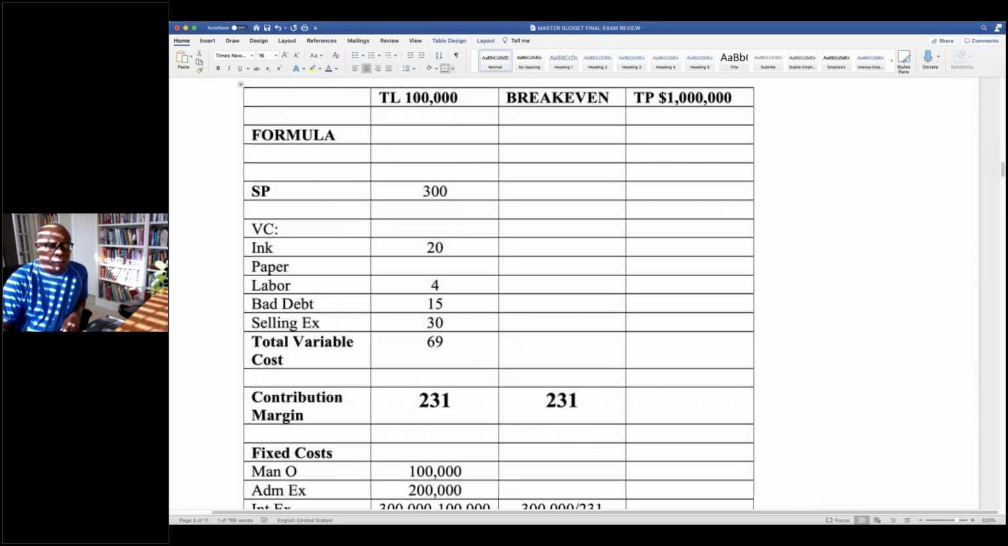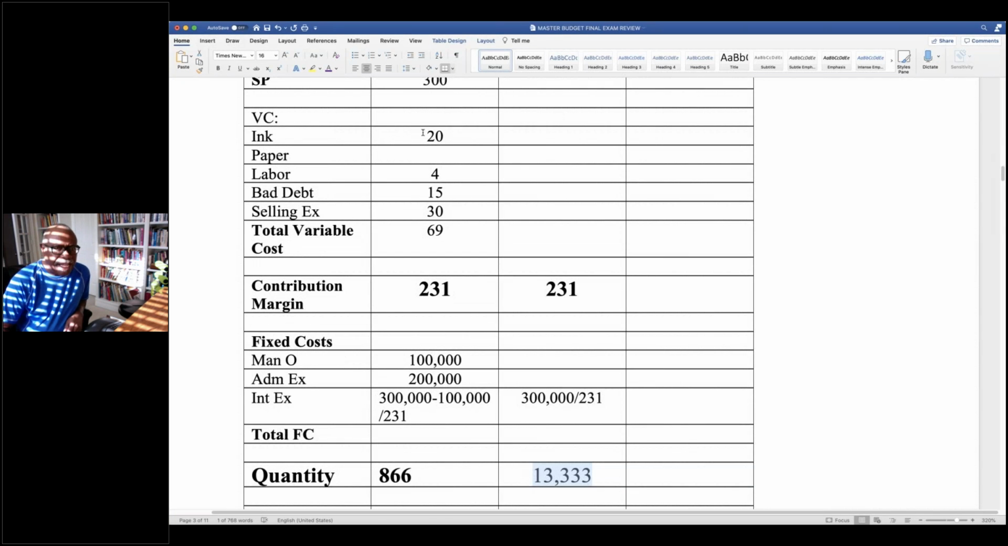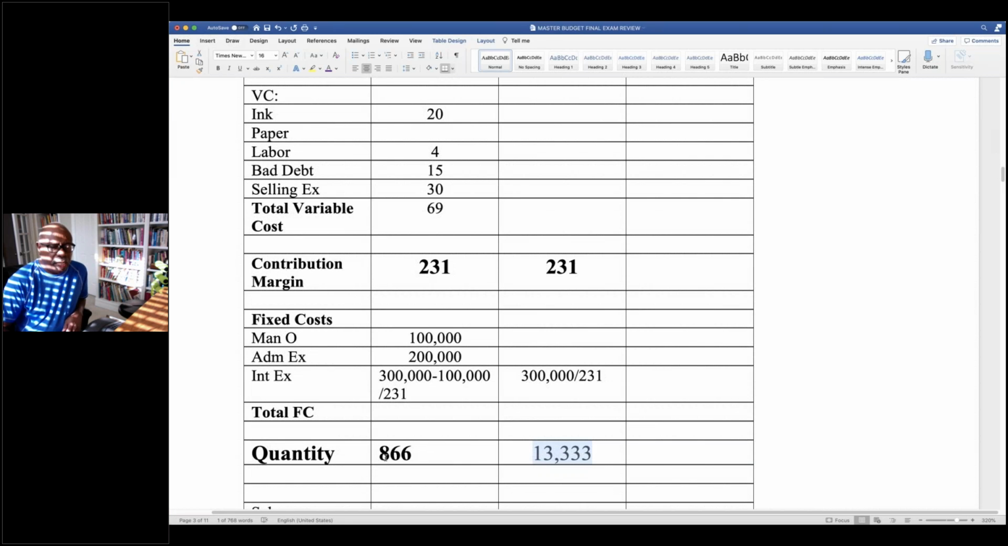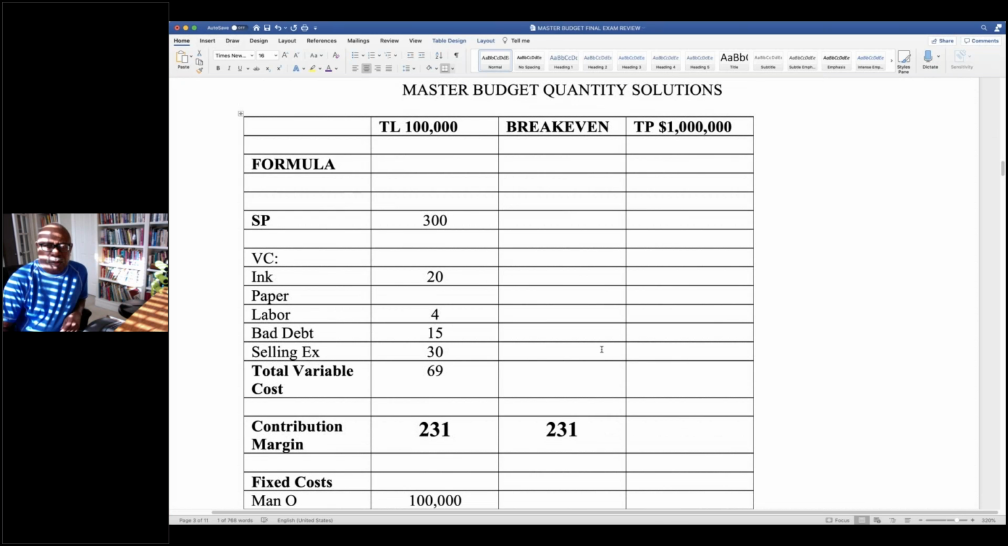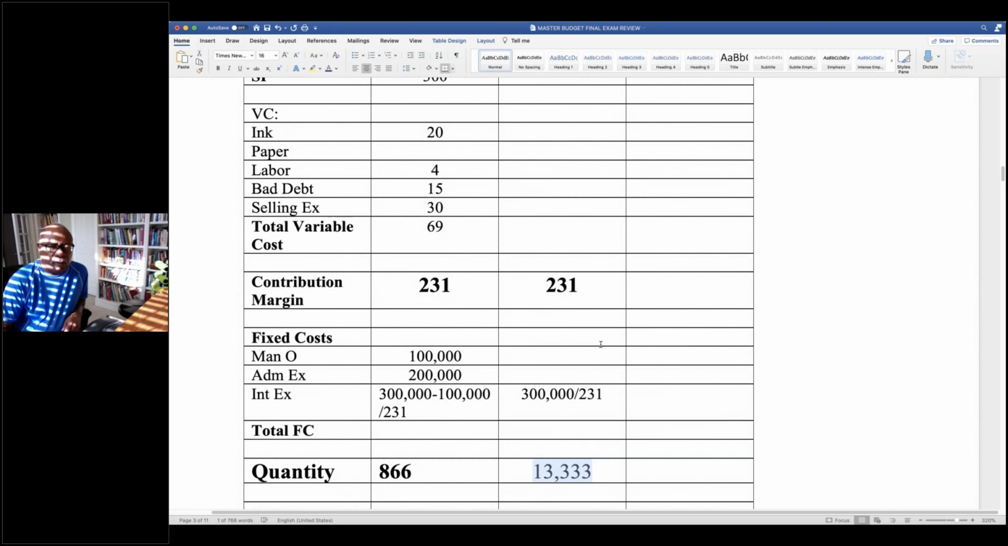So we're starting off with our master budget, Quantity Solutions. We did the target loss yesterday and came over to 866 as our quantity. Now we're looking at the break-even quantity calculation. So we simplify 300,000 by 231, and we get how much? 1,999. Let's just round it off to 2,000.